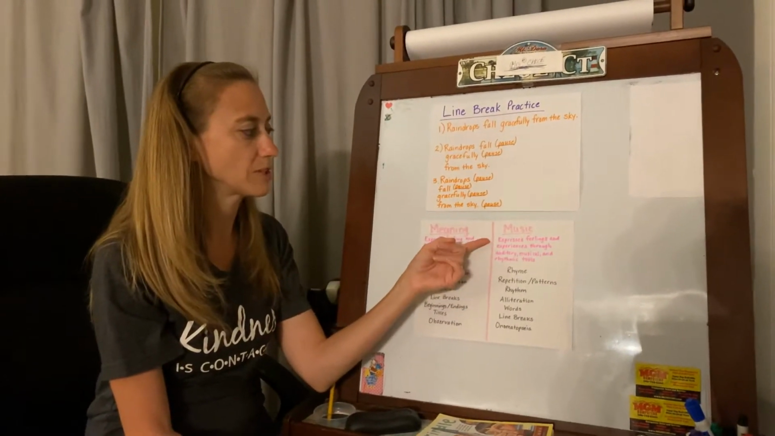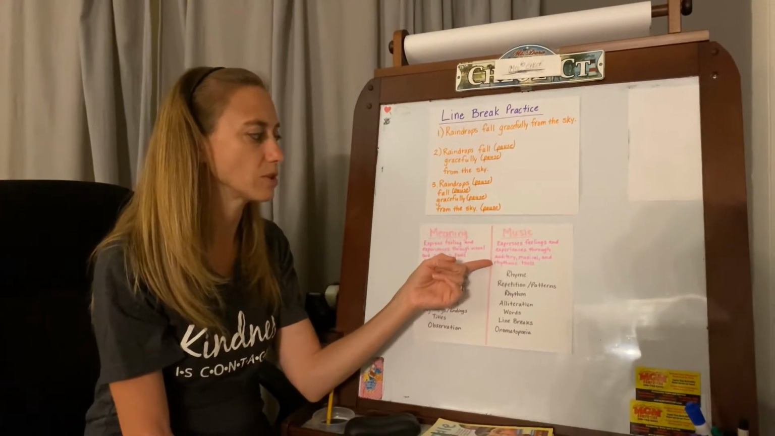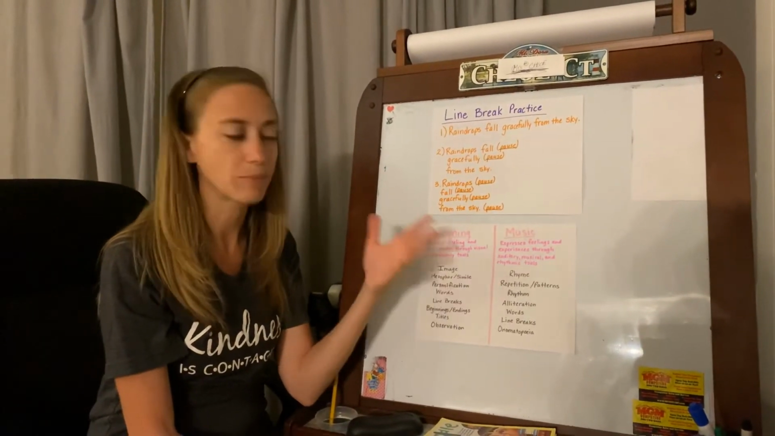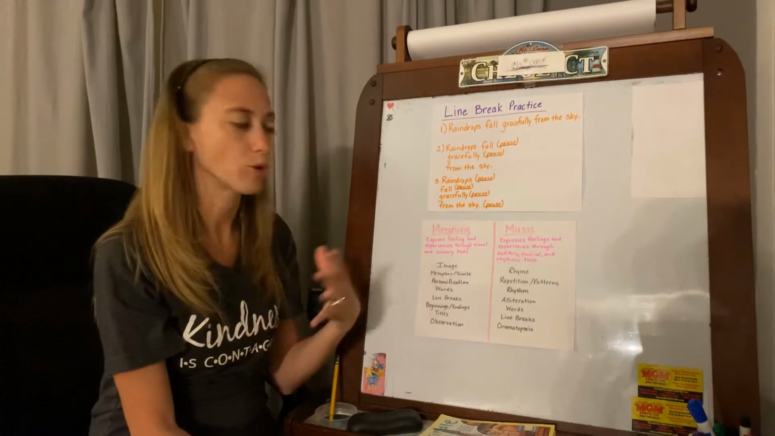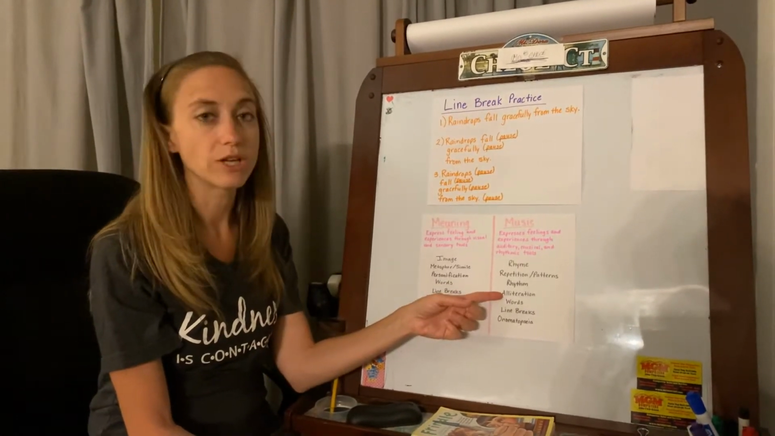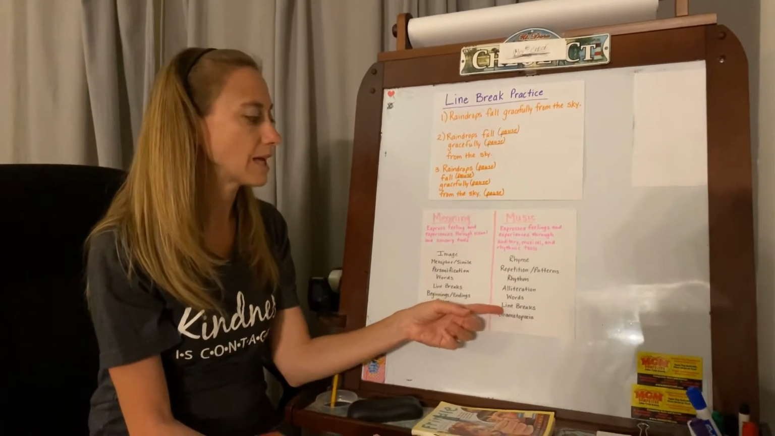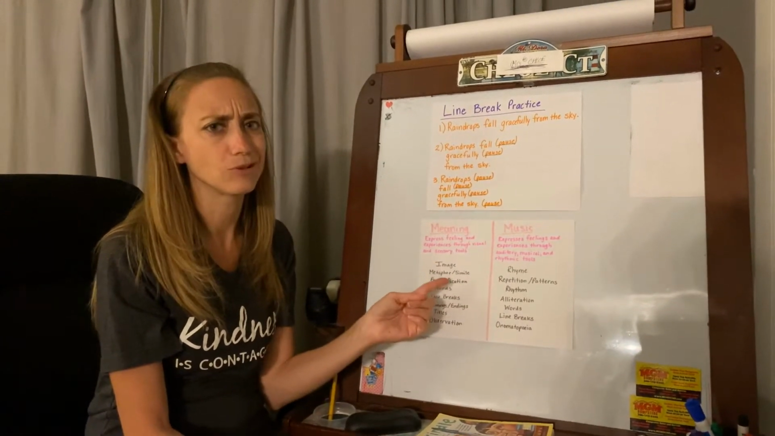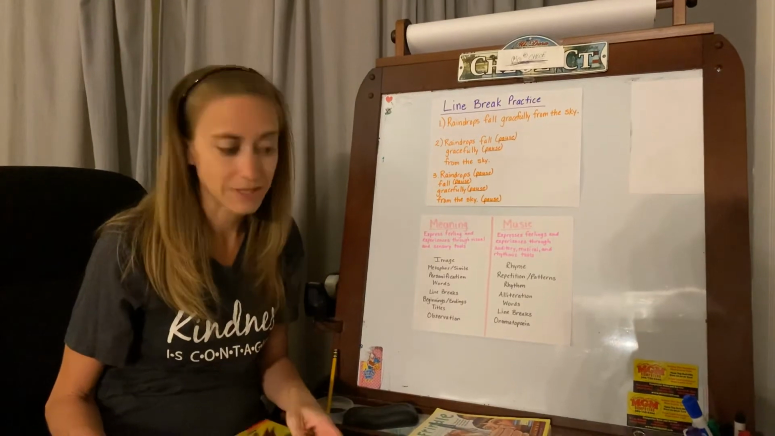With music, we're expressing feelings and experiences through auditory, musical, and rhythmic tools. Things like rhyme, repetition, and patterns. There's some type of rhythm or beat when we read it. There's alliteration, words again, line breaks, and onomatopoeia. Okay? Some of those you're like, what do those mean? We're going to talk about them today.